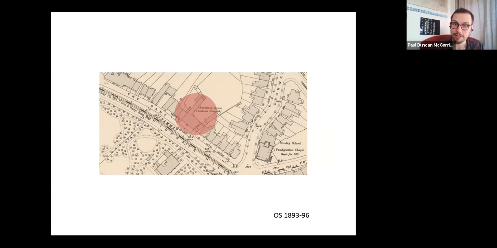First of all, we have that building named Cromwell House, very helpful when you're trying to find it on a map. But in brackets underneath, you can just see that it is listed as a children's hospital, a use that it does not have at the moment and did not have on its original construction. So there may be elements within that building that are linked to a medical environment.